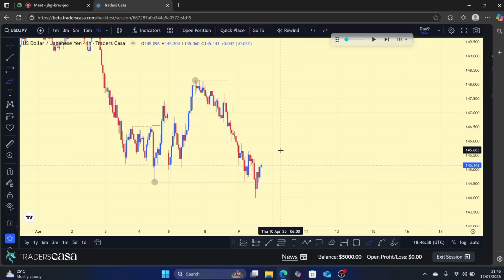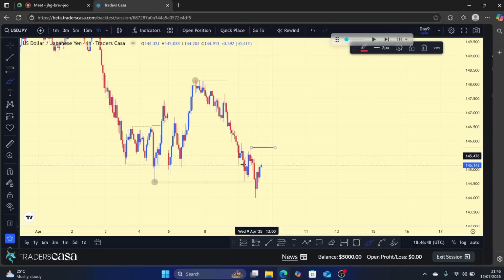Right here we can clearly see that this is the recently formed valid pullback, and that this recently formed valid pullback occurred before this bearish break of structure. So this literally means that this inducement is a minor inducement, and I said their odds are less.